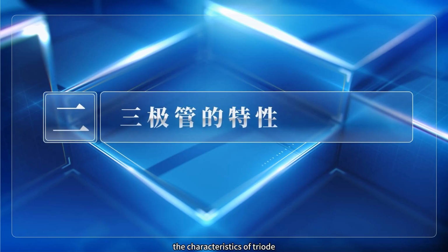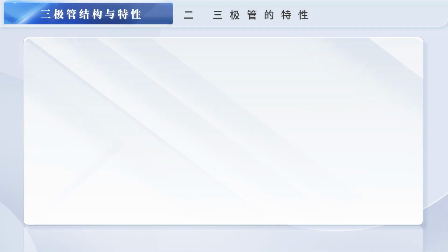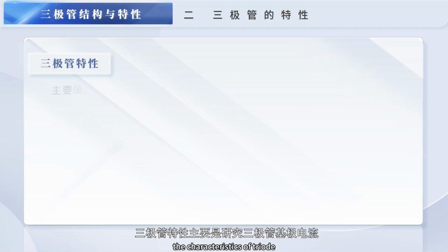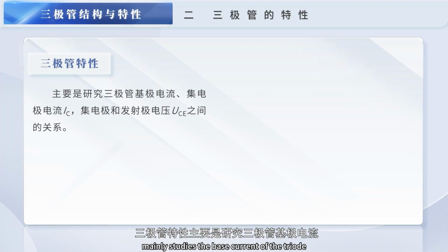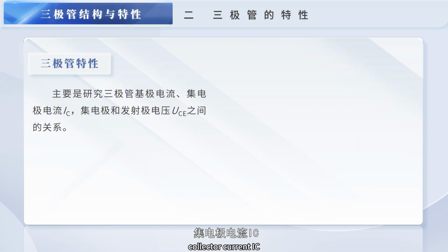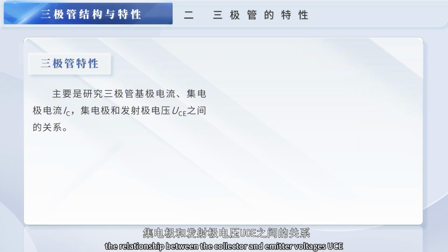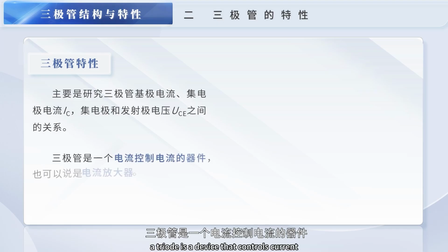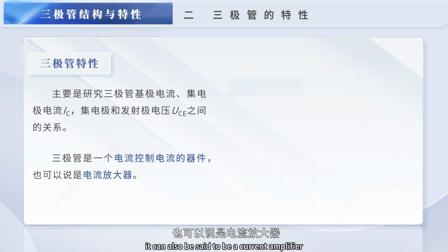The characteristics of triode. The characteristics of triode mainly study the relationship between the base current IB, the collector current IC, and the collector and emitter voltage UCE. A triode is a device that controls current by current. It can also be said to be a current amplifier.